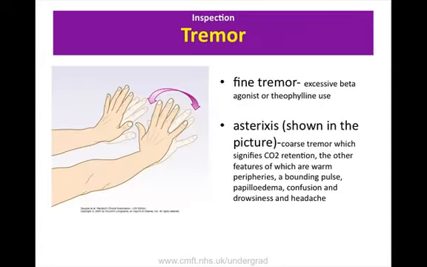Check for a fine tremor of the hands when the patient is at rest. This may be due to an excessive use of beta agonists such as salbutamol or theophylline medication. Then look for asterixis, which is a coarse flapping tremor seen in severe carbon dioxide retention and respiratory failure.